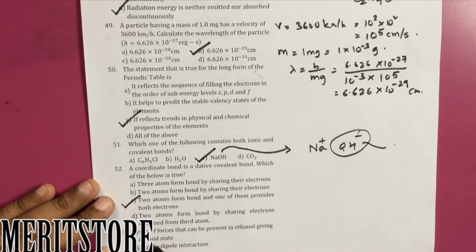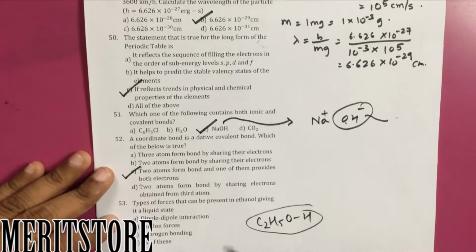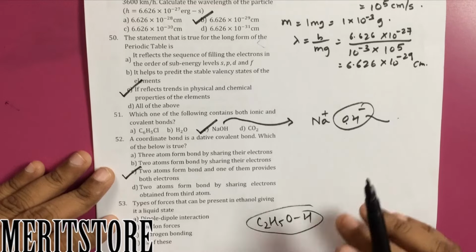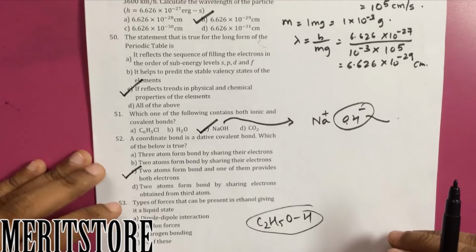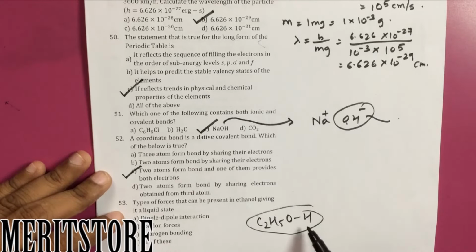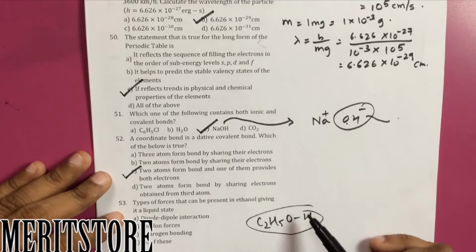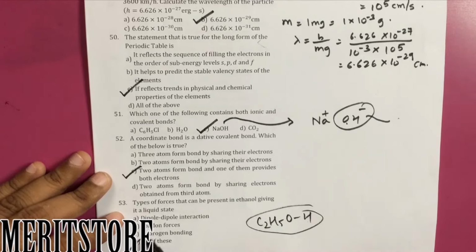Question number 53. The type of forces that can be present in an ethanol molecule will be. Ethanol is C2H5OH. Now in this case, dipole-dipole interaction. This is a polar molecule, definitely it shows the dipole-dipole interaction. Option B, the London forces. Every molecule has the London forces, because even if it is non-polar, that also gives the formation of the London forces. Hydrogen bonding is also present, because hydrogen is bonded to the oxygen in this case. And that's why the polarity difference is so high that it can be satisfied only by the hydrogen bonding. Therefore, option D, all of this.